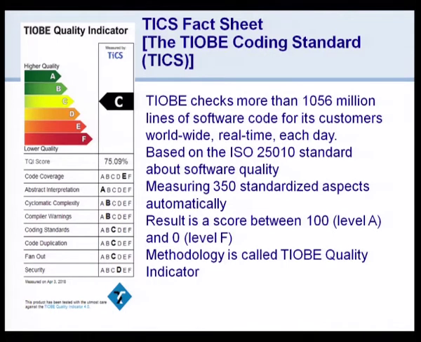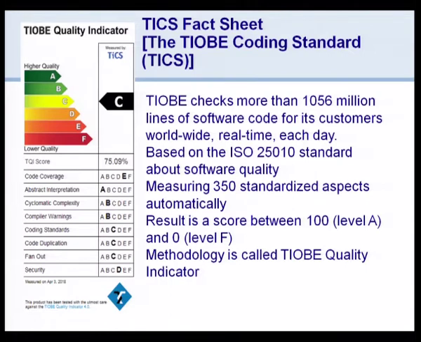The fact sheet, the TIOBE coding standard TICS, it is like this. The TQI score is something which is very essential. Higher quality is A, F is a very poor quality. It is like that, F is always on the lower rung and it has to be flagged like that. What is negative gets flagged up in this method.